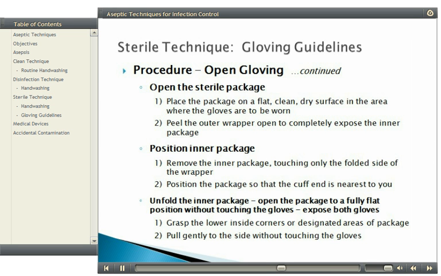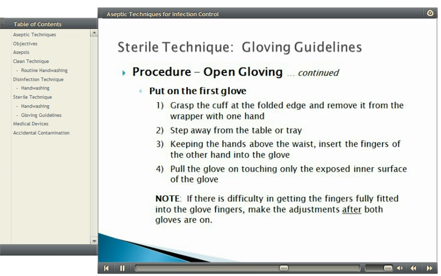Expose both gloves. 1. Grasp the lower inside corners or designated areas of the package. 2. Pull gently to the side without touching the gloves. Sterile technique, gloving guidelines. Procedure, open gloving continued. Put on the first glove. 1. Grasp the cuff at the folded edge and remove it from the wrapper with one hand. 2. Step away from the table or tray. 3. Keeping the hands above the waist, insert the fingers of the other hand into the glove.